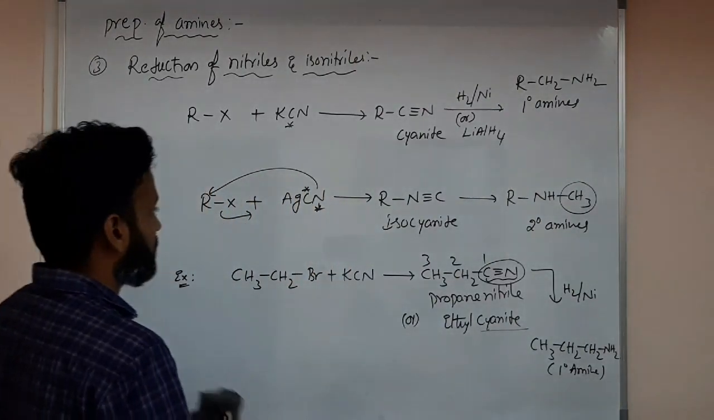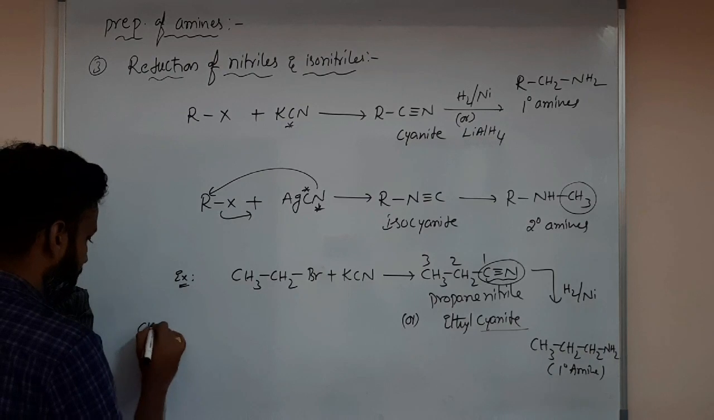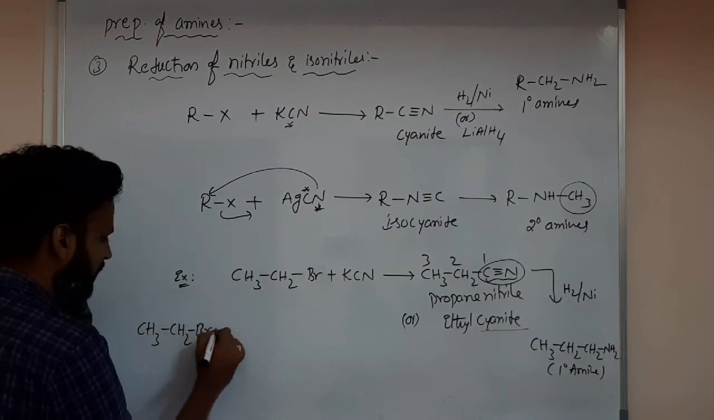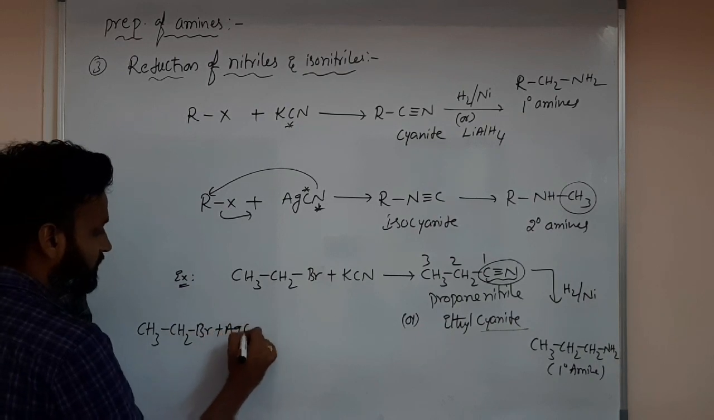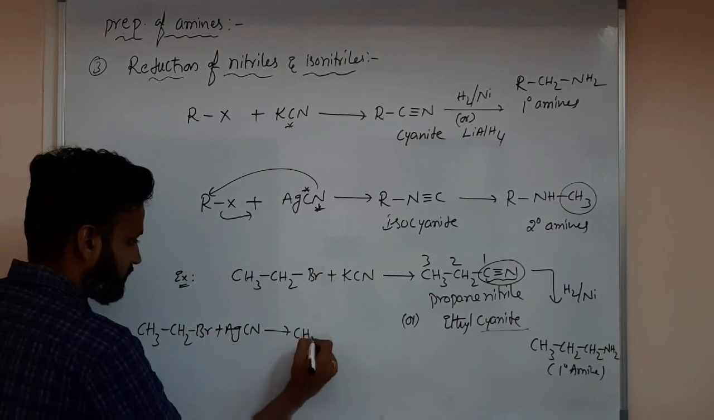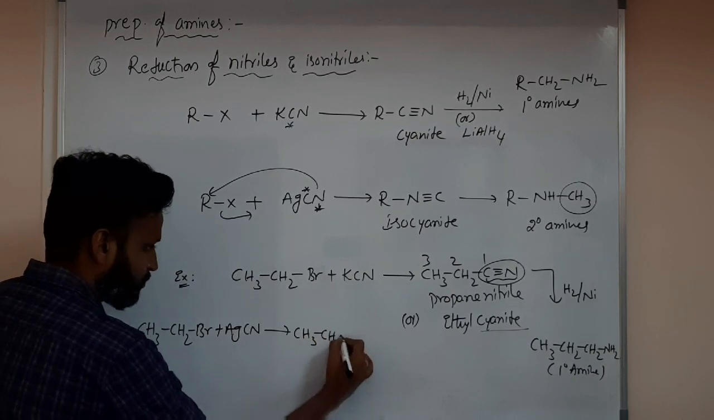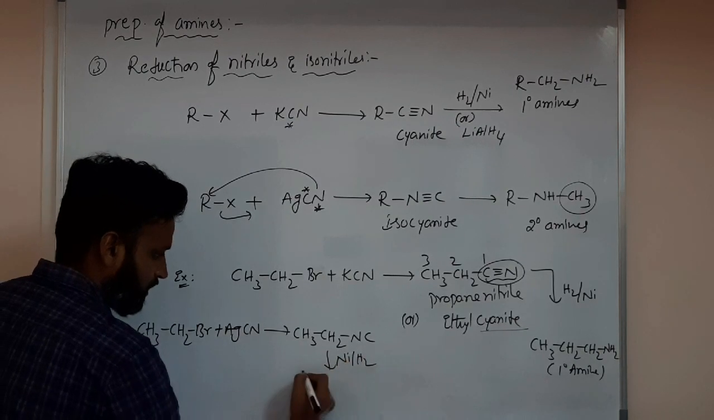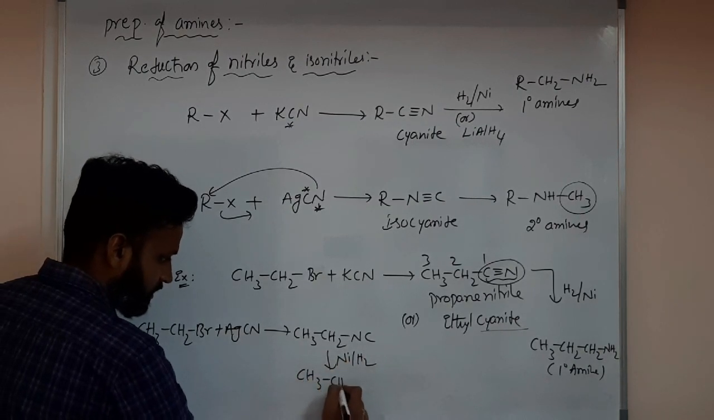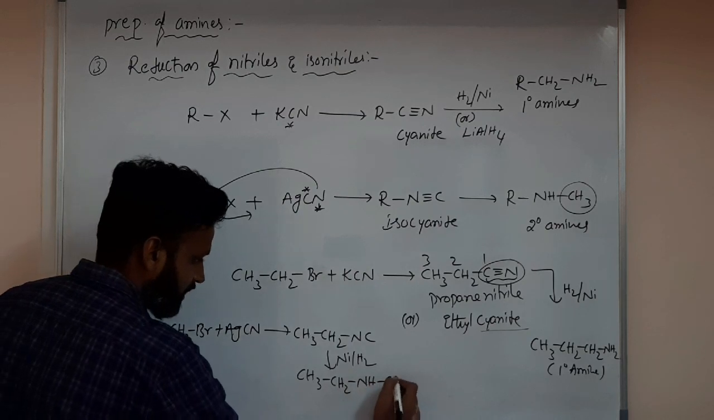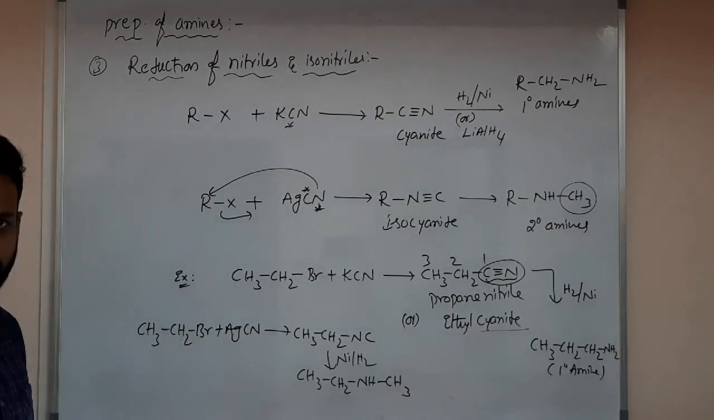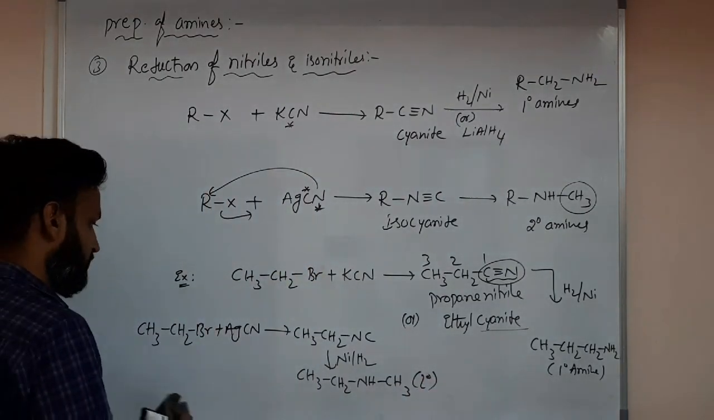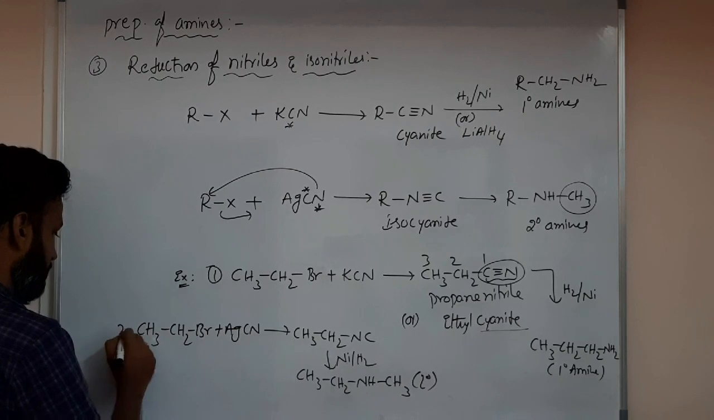The same, when you are using isocyanide, you use it like this. Suppose CH3, CH2, Br. When you are using AgCN, then you will get CH3, CH2, NC. On reduction by nickel and H2, you will get CH3, CH2, NH, single bond, CH3. This is a secondary amine you are getting, from the isocyanide. Please note it down. This is one of the examples.